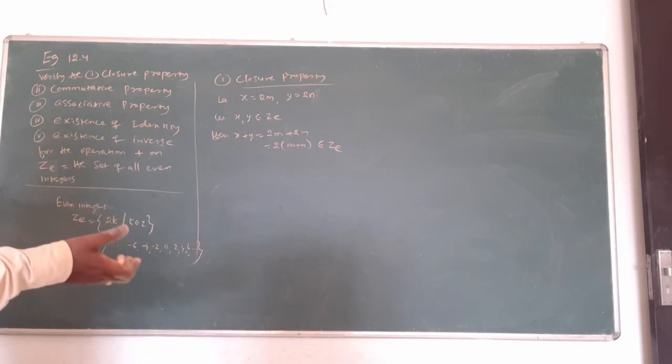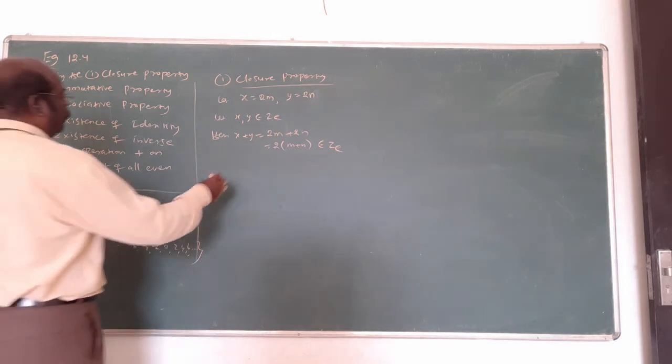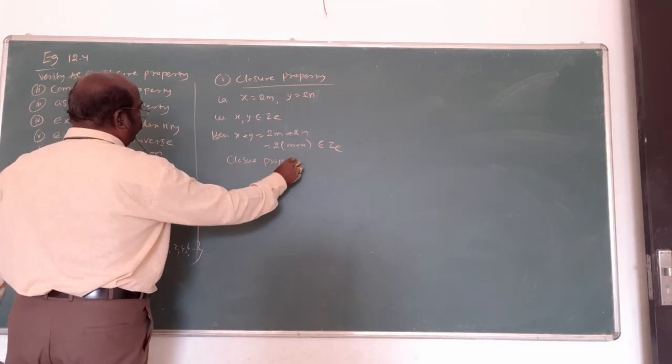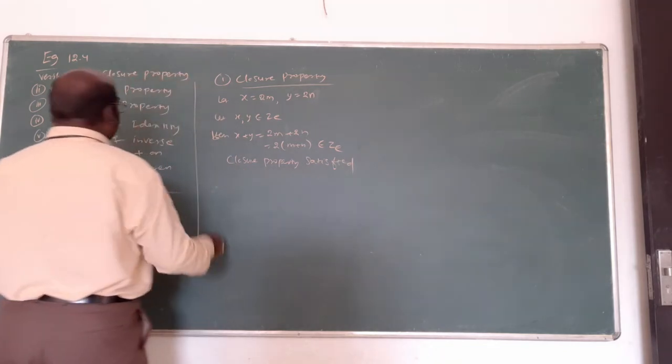But a multiple of 2 also belongs to Z. That's why the closure axiom is satisfied. That is the answer. Closure property satisfied. Next is what? Commutative.